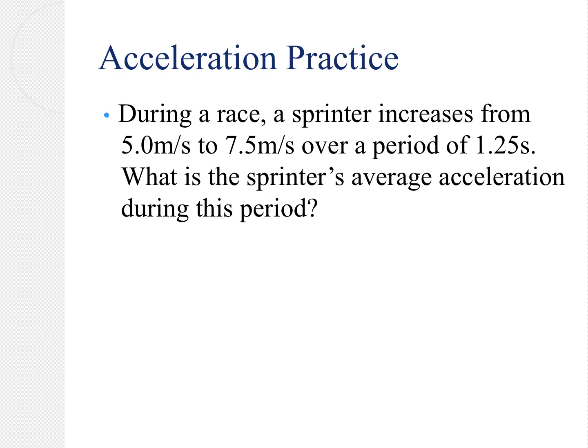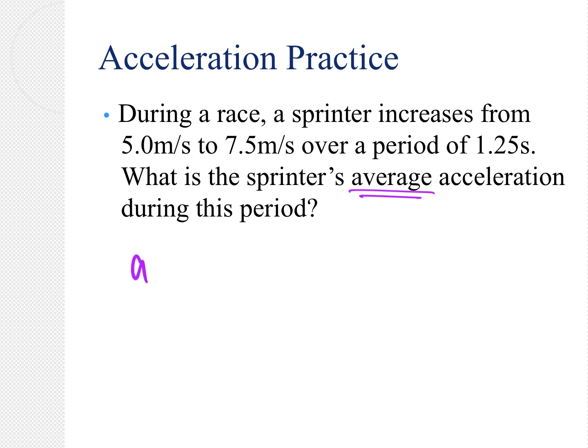This one says, during the race, a sprinter increases from 5 meters per second to 7.5 meters per second over 1.25 seconds. What's the sprinter's average acceleration? Now, we're always calculating average acceleration. Instantaneous acceleration is the alternate to that, but that would be like using the derivative with respect to time and we'd be getting into infinitesimally small things, and we're not doing that. So everything we calculate is average.